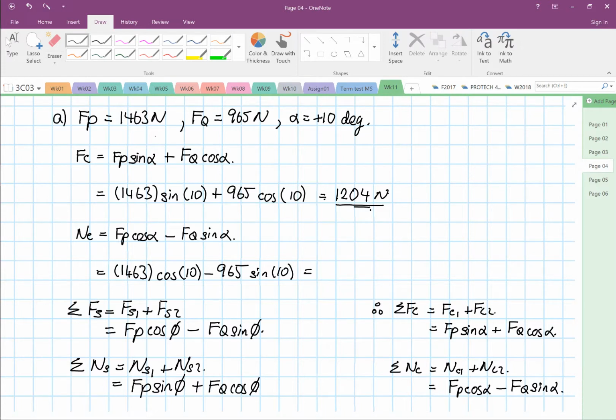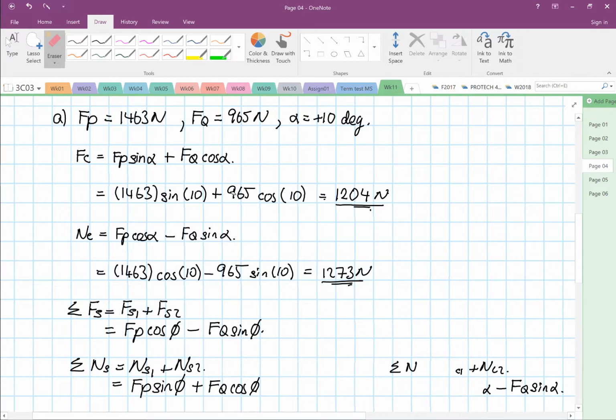So I'm reading 1273 Newton. Okay, 1273 Newton. So let me do it again. 1463 cos 10 minus 965 sine 10 is equal to, oh, I think I made an error. Let me do it again. 1463 cos 10 minus 965 sine 10 is equal to 1273. I think I did it correctly before. Probably I pressed the calculator wrongly. Okay, Newton. Yep, 1273. So that is the first part.